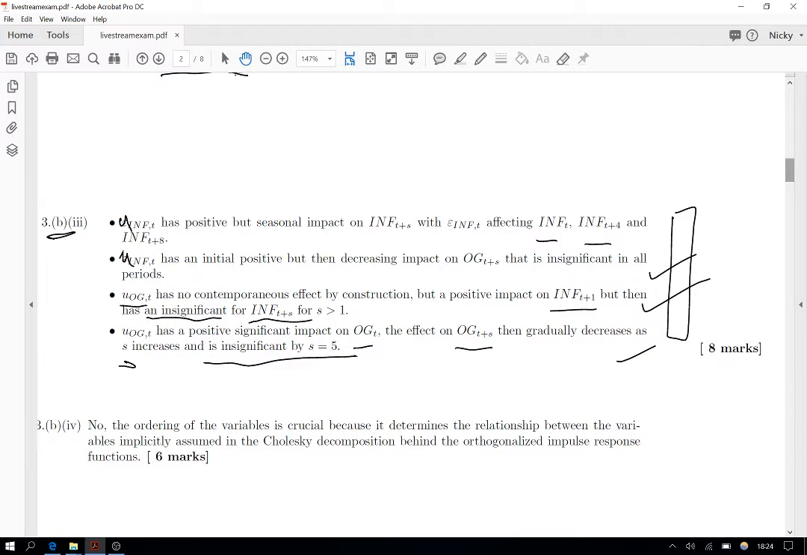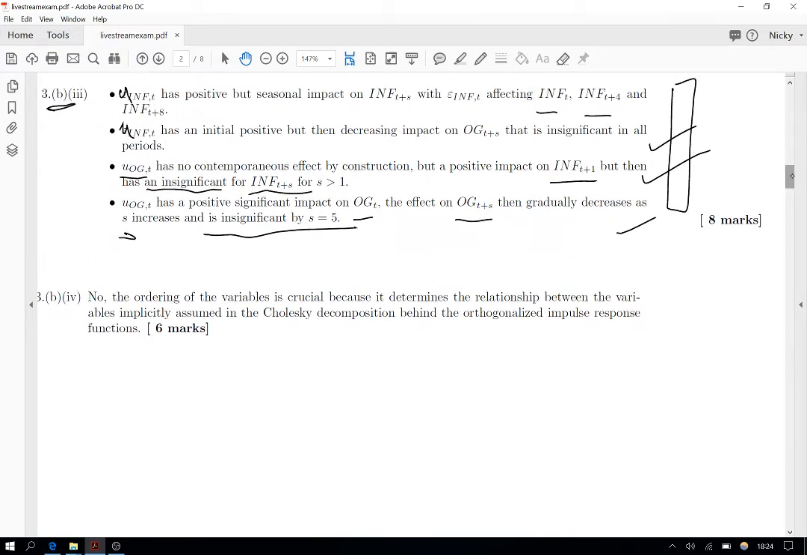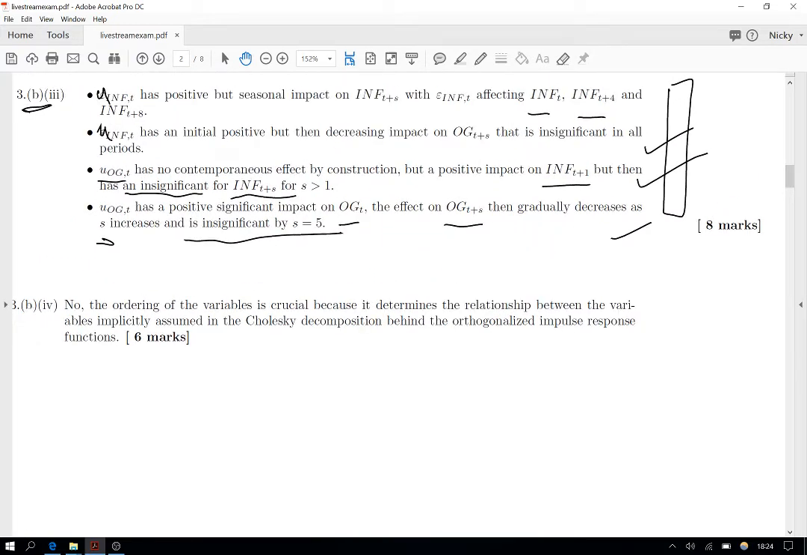The last part was asking you about changing the ordering of the Cholesky decomposition. Part 4 says another researcher estimates the model, but now changes the ordering. So now it orders it like this. The question gives you this. It now reverses the ordering.